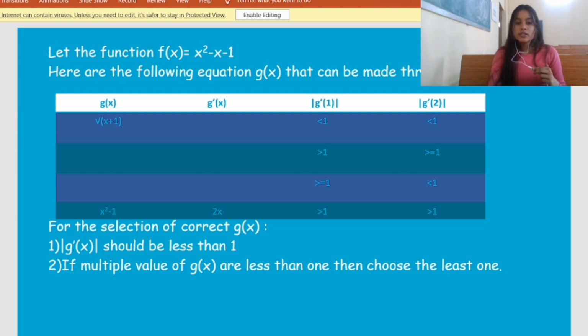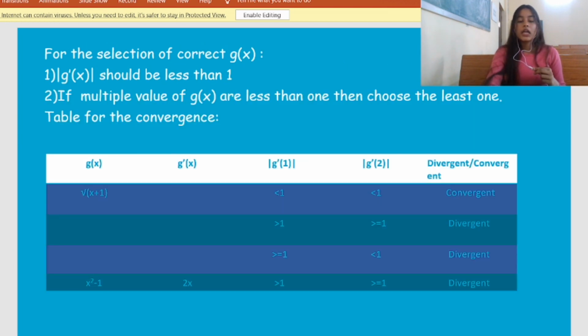The second condition says that if we get multiple values which are less than 1 for the equation g of x, we'll have to choose only one value, which should be the least one. On following the above two conditions, we'll get the table for the convergence. Here in this table, you can see we have two values for g of x. One is under root of x plus 1 and the other is x square minus 1.